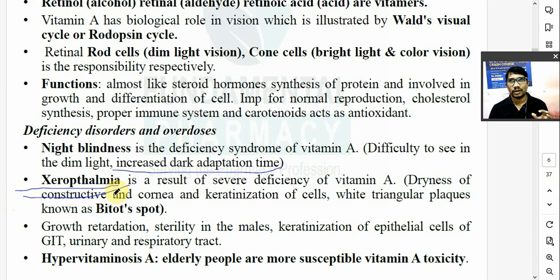Then you will develop a triangular plaque over the retina known as a Bitot spot. Remember the deficiency syndromes: night blindness is one, xerophthalmia is one, Bitot spot. Again, growth retardation, sterility in the male, okay.